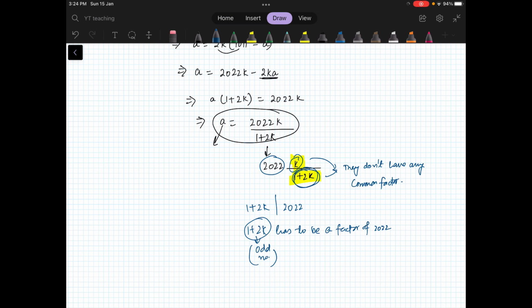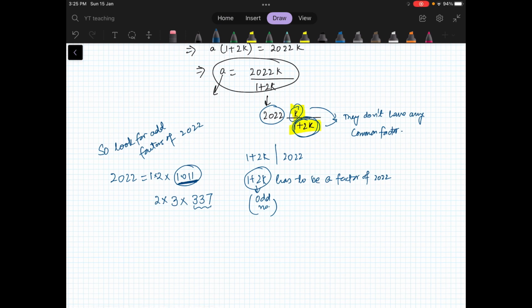So we are looking for odd factors of 2022. Now you see how we can write 2022 as 2 into 1011. So one odd factor is 1011, and 1 is also an odd factor of 2022. I can further write 1011, since it is a multiple of 3, as 3 times 337. And this is a prime number, you cannot break it further.